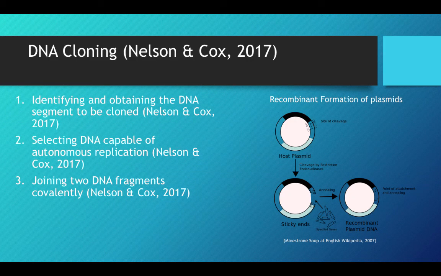The first step to producing recombinant proteins is to perform DNA cloning. In DNA cloning, the first step is to identify and obtain the DNA segment to be cloned. The DNA fragment is obtained by cleaving the chromosome with restriction endonuclease. The second step is to select DNA capable of autonomous replication. Once chosen, the cloning vector is cleaved with restriction endonuclease. The third step is to join the 2 fragments covalently. DNA ligase is used to link the cloning vector to the DNA fragment to be cloned.